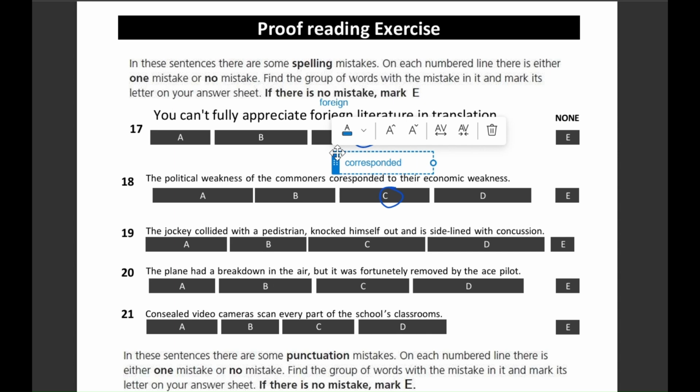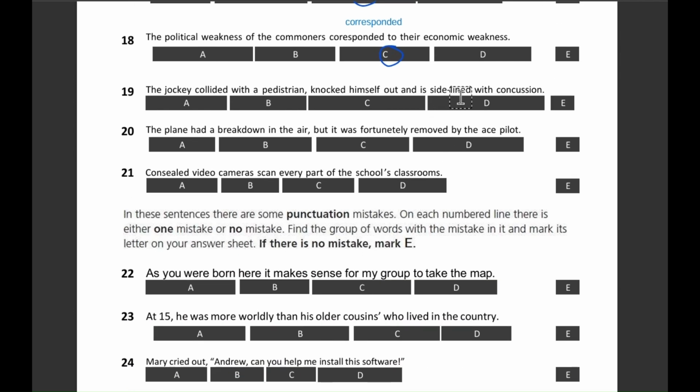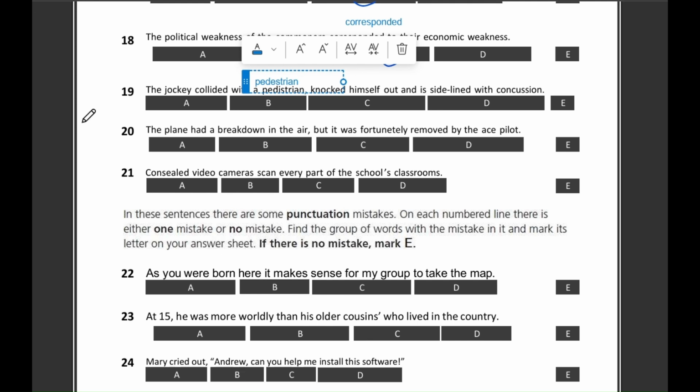Now for question 19. The sentence reads, the jockey collided with a pedestrian, knocked himself out, and is sidelined with concussion. The answer is option B, and that's because pedestrian is misspelled. The correct way to spell it is P-E-D-E-S-T-R-I-A-N, pedestrian. There's an E after the D. Let's look at question 20.